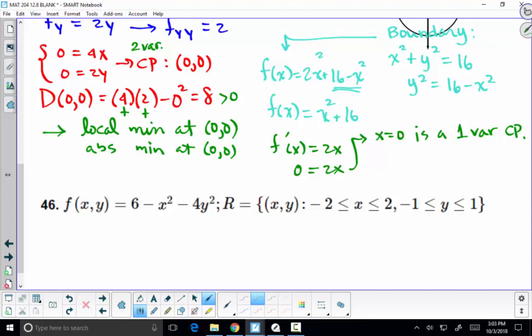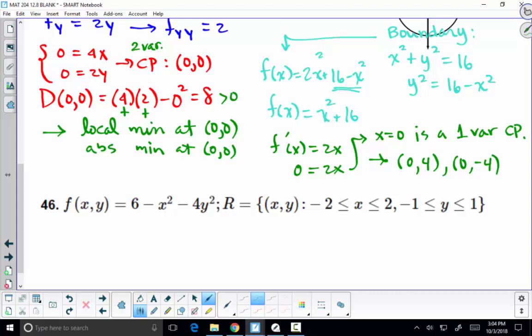That's going to correspond to, what's it going to correspond to? The 2 on the y-axis. So x equals 0 is a 1-variable critical point. That corresponds to which ordered pairs? So we go back up to the boundary. If x is 0, y is plus or minus 4. So 0, comma 4 and 0, comma negative 4. So those are critical points for the boundary.